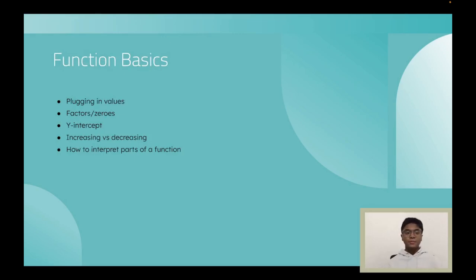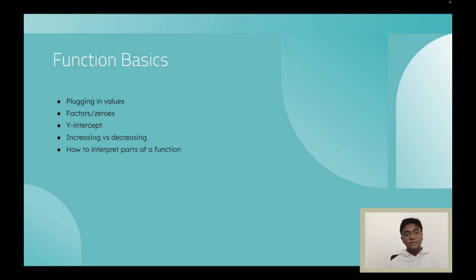So now let's get into the first actual topic, function basics. First is plugging in values. And really this is just pretty standard, right? If they say f of x is equal to x squared plus 2x, and then they want you to find f of 2, then you just plug in 2 into every place that you see an x. So in that case it'd be 2 squared plus 3 times 2, which is 4 plus 4, so 8.